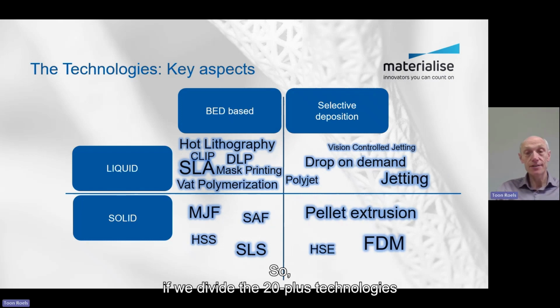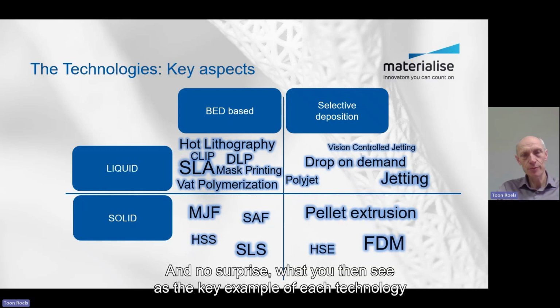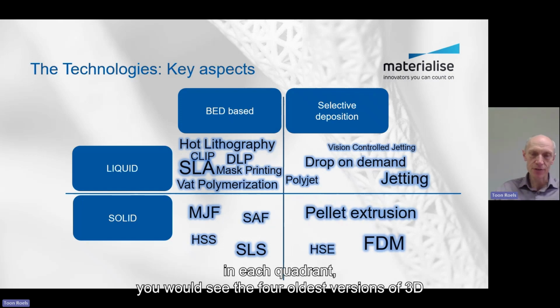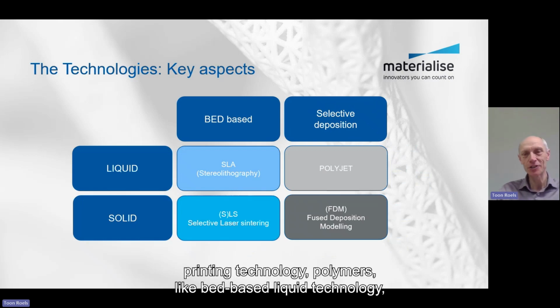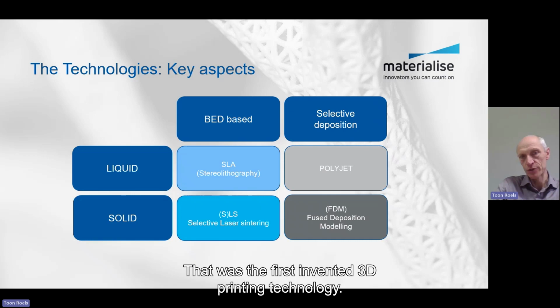So, if we divide the 20 plus technologies in these 4 quadrants, it would look like you see on the slide. And no surprise, what you then see as the key example of each technology in each quadrant would be the 4 oldest versions of 3D printing technology. Polymers, like bed-based liquid technology: the key example of that technology would be stereolithography. That was the first invented 3D printing technology.